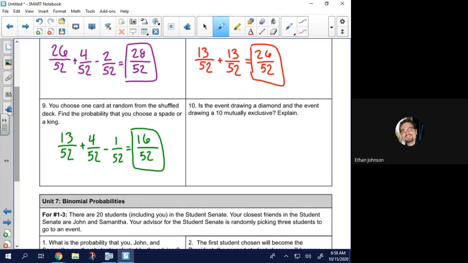Question 10. Is the event drawing a diamond and the event drawing a 10 mutually exclusive? So, knowing we have each type of card in each suit, I know that there is a 10 that is a diamond. So, no, these are not mutually exclusive because there is a 10 that is a diamond.